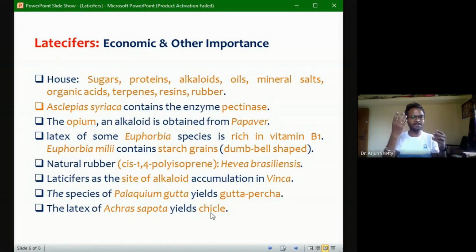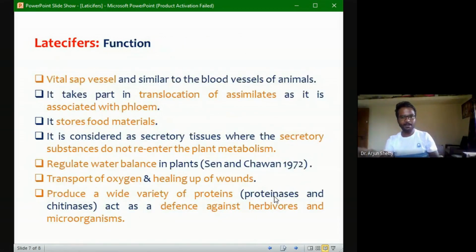So the softness of chewing gum is because of the chicle, which is the latex of Achras sapota. Can I continue? Laticifers are components in the plant body like the blood vessels in humans. These laticifers also act as vital sap vessels in the plant body.